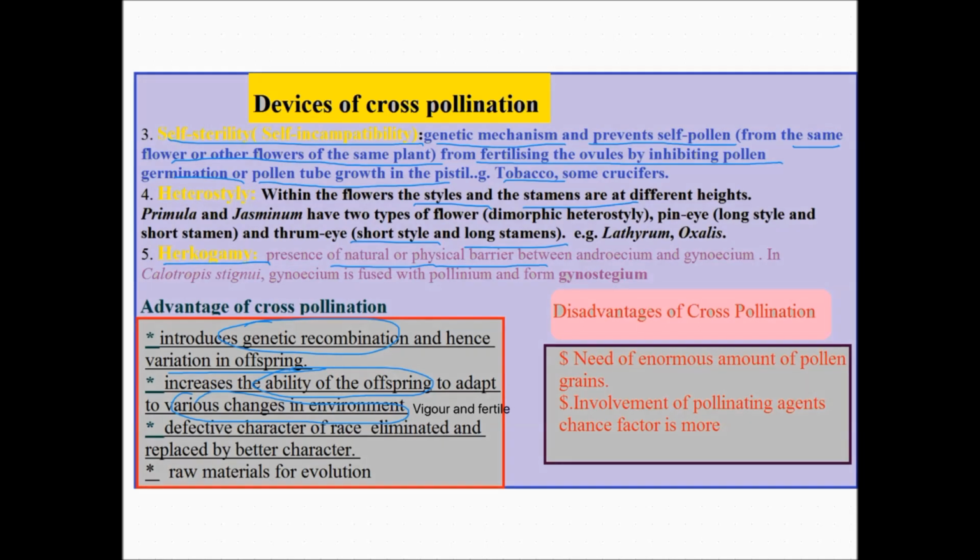Defective characters of the race are eliminated, and replaced by better characters, and since it is the root cause for variation, it brings about evolution also. So it is the raw material for evolution, because continuous variation and useful variations are selected by nature and it causes evolution. What are disadvantages of cross pollination?